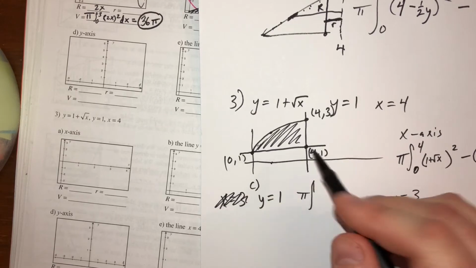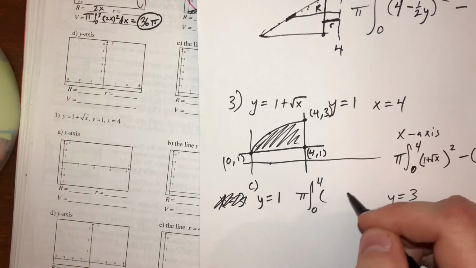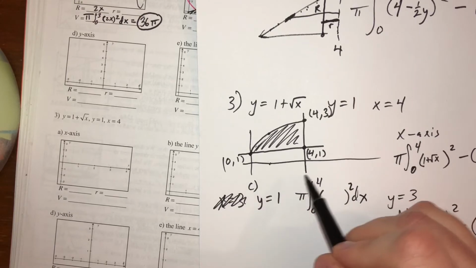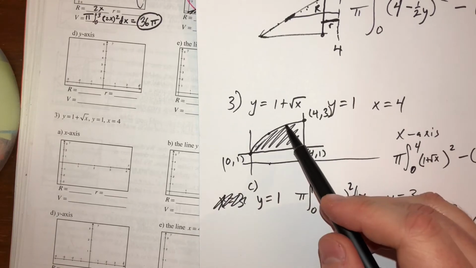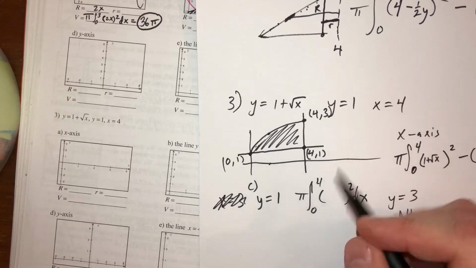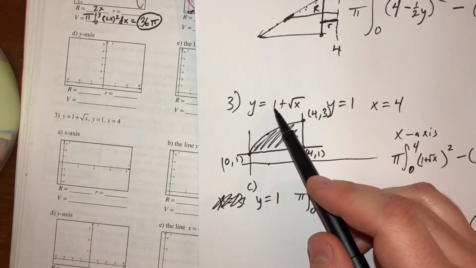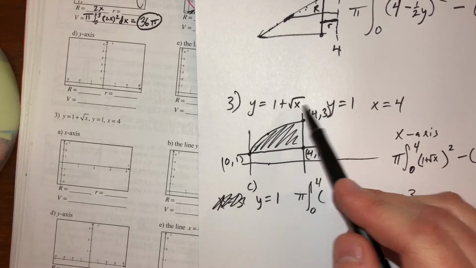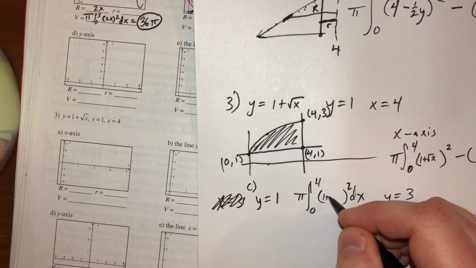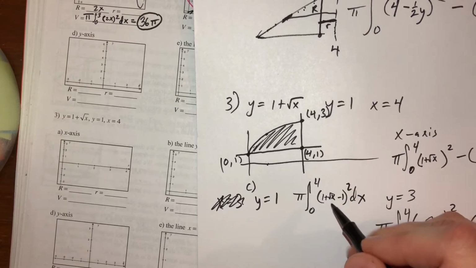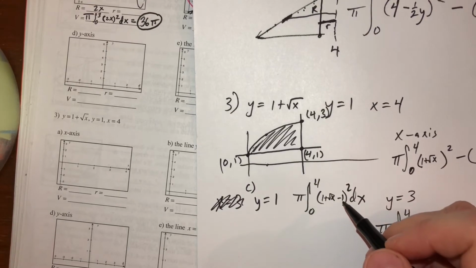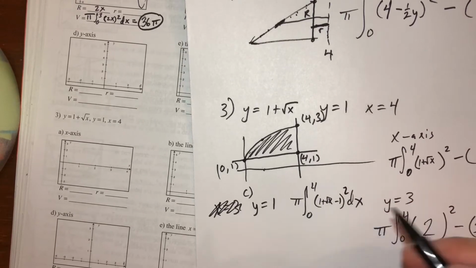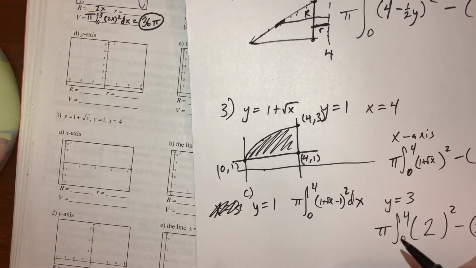We're going from 0 to 4, right? 0 to 4, radius squared. The radius is our curve minus our axis of 1. So 1 plus root x minus 1. We could rewrite this as just the square root of x squared, which turns into x. All right.